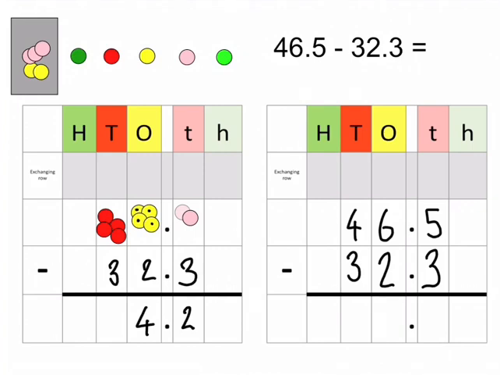Final column. I've got 4 tens. I need to take away 3 of them. 1, 2, 3. I'm left with 1. So 1 goes there. Let's try that again, just as pure decimal numbers. 5 take away 3 is 2. 6 take away 2 is 4. 4 take away 3 is 1. Same answer, doesn't make any difference which way you look at it.